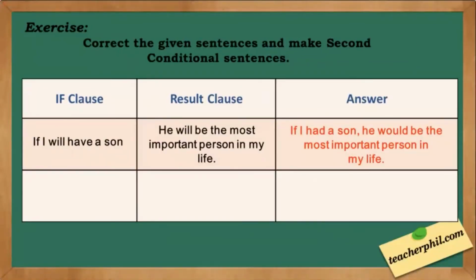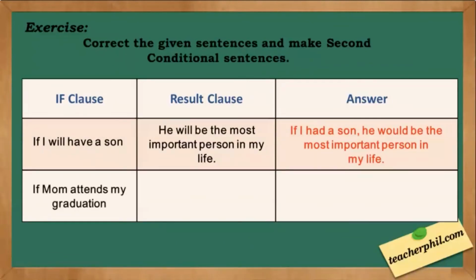If you notice, the if clause is in the future simple, so we need to change it into simple past: if I had a son. The result clause used will as its auxiliary verb, but this is second conditional, so we need to use would. He would be the most important person in my life.